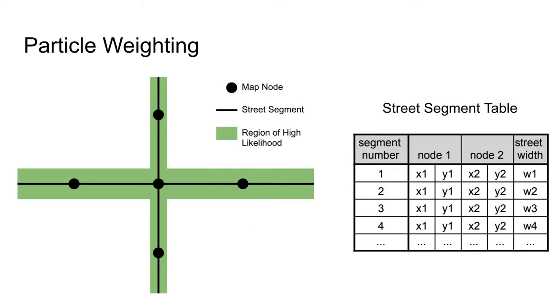Once I have all that information, I can define a region around these street segments, which are more highly weighted, meaning it's more probable that a walker or a runner is staying within this green region rather than walking into the middle of a city block where there are houses or other structures. So I can find this region using information in this street segment table.